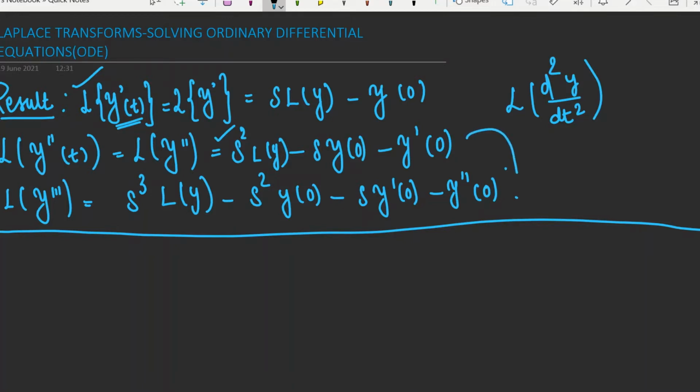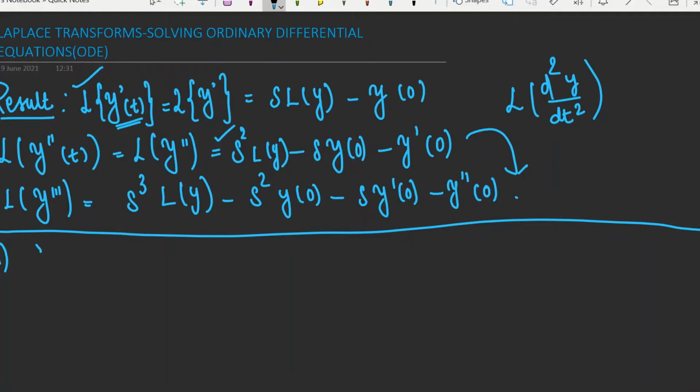We can extend this for the third order derivative, y triple dash: s cube L of y minus s square y of 0 minus s y dash of 0 minus y double dash of 0. So we will solve one problem based on this technique.